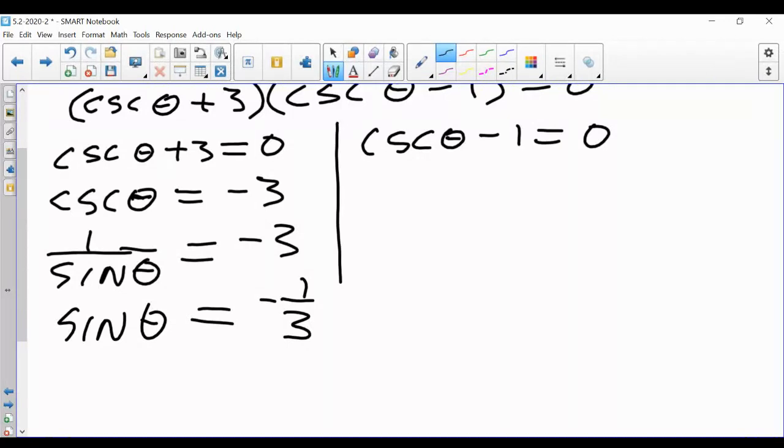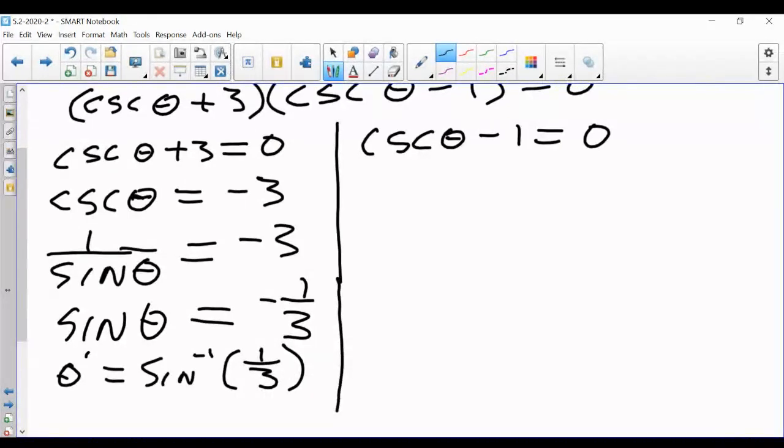So now we have to say that theta is equal to sine to the minus 1 of, and again, I'm going to call this theta prime, positive 1 over 3. Because as I said to you yesterday, I never ask the calculator to give me an inverse sine of a negative. I never do that. That's just not the way I do it.